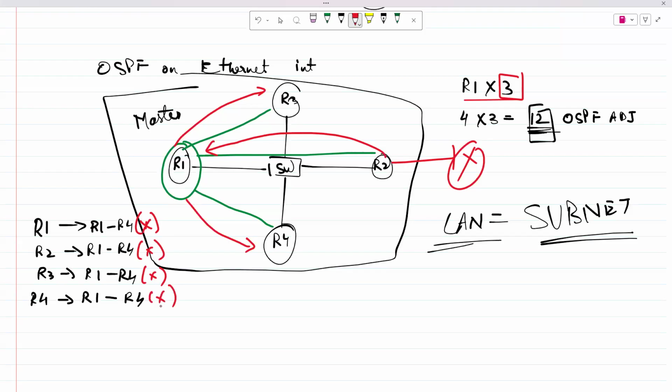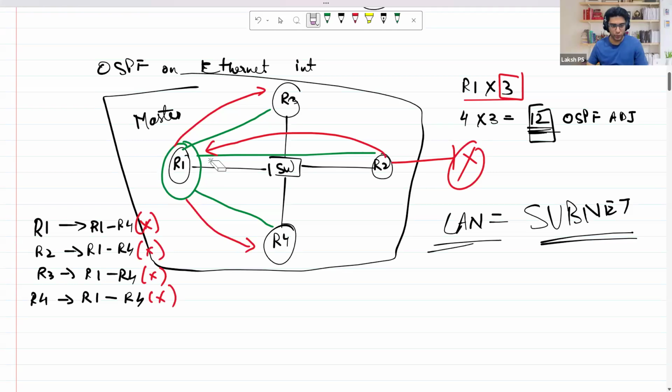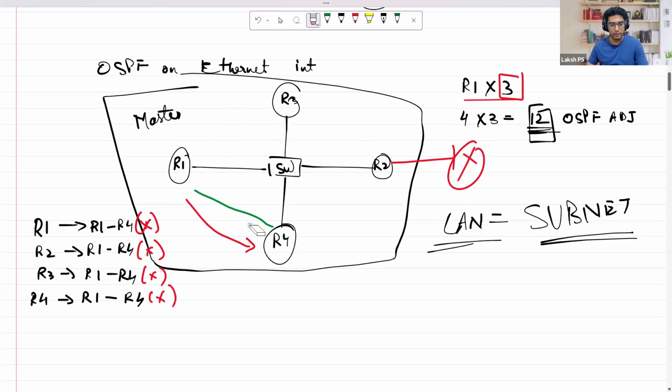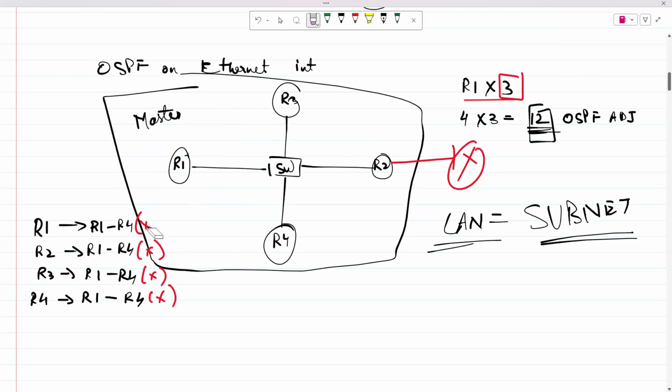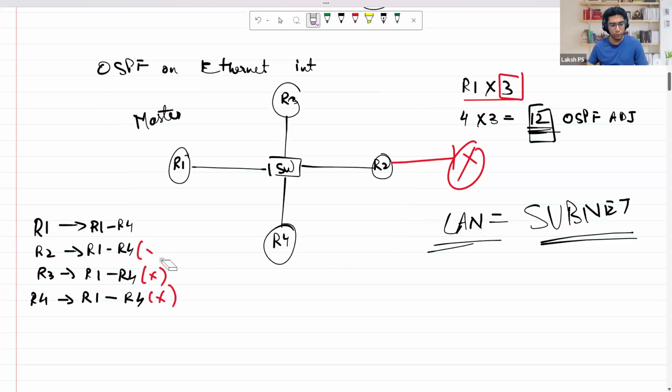But it will go through the switch only, right? There is no direct connection between R1 and R3, and R1 and R4. So even if the master sends it, it will go to the switch, and the switch will forward it to R2, R3, R4 everywhere. Absolutely right. If it goes to the switch, it will pass it to everybody. Same case. I'll tell you how it happens.